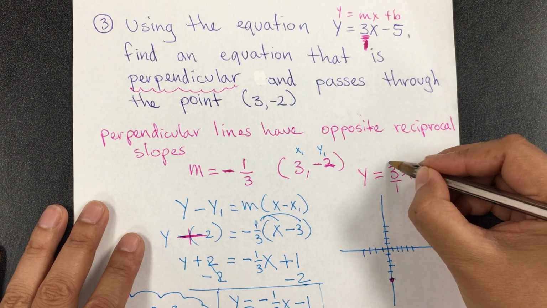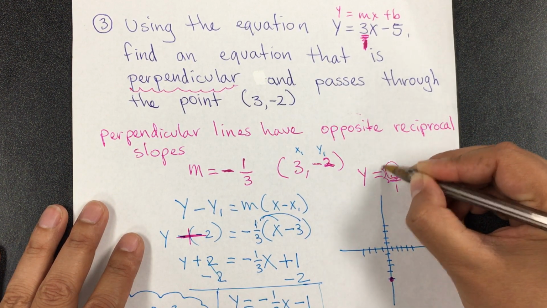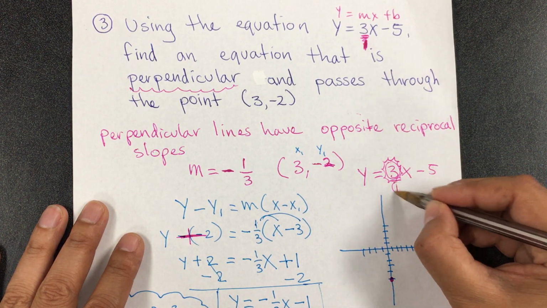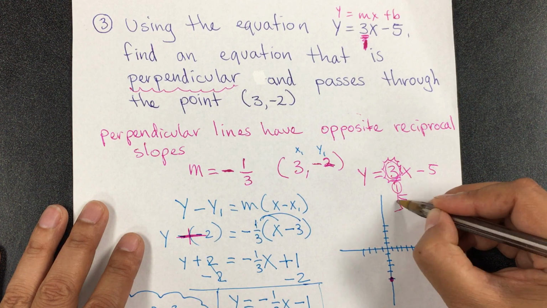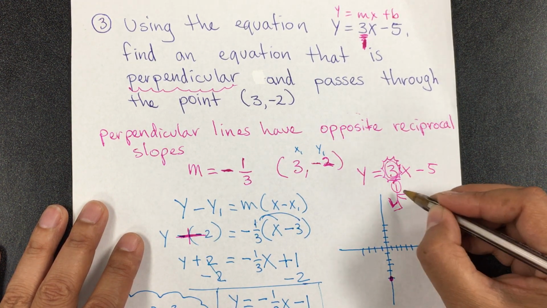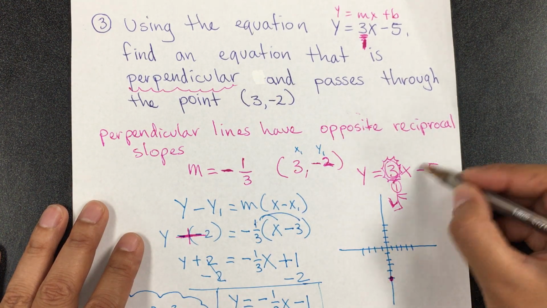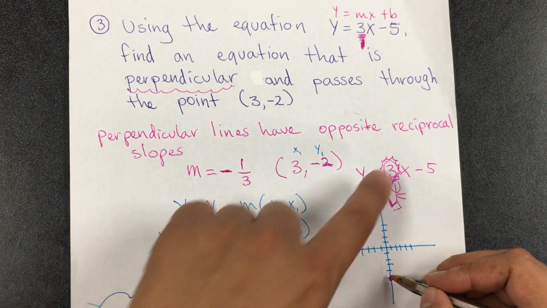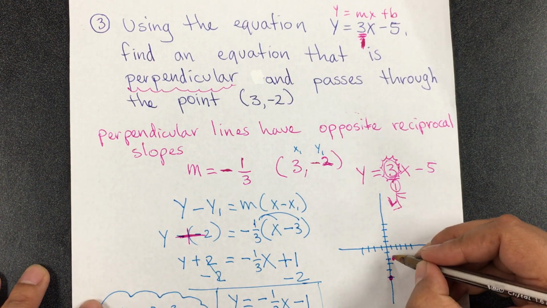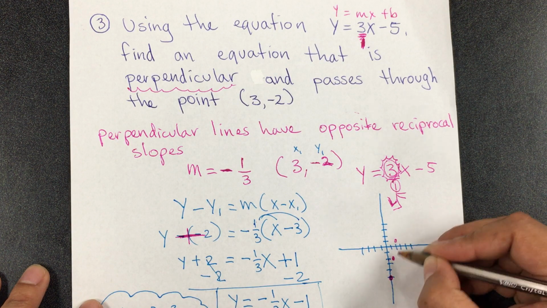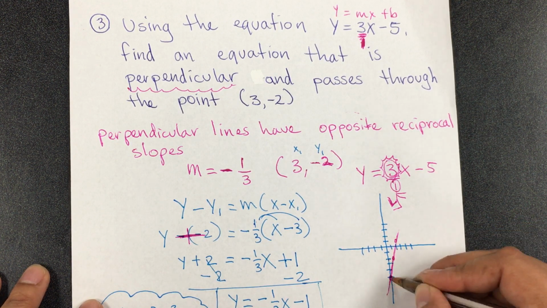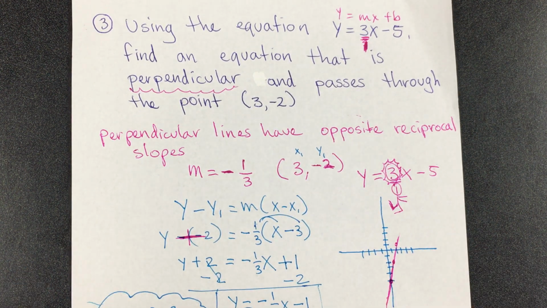And the rise and run: the rise goes up if it's positive, down if it's negative. And the run goes right if it's positive, left if it's negative. So initial point, -5. The rise is 3, 1, 2, 3, and 1 for the run. So more or less, my line is like this.